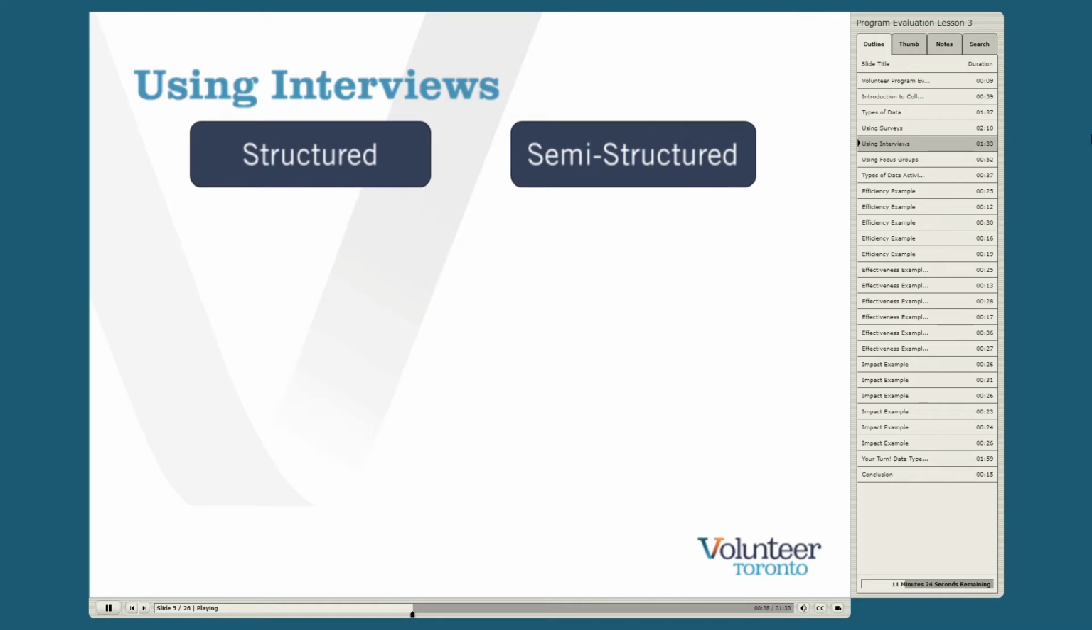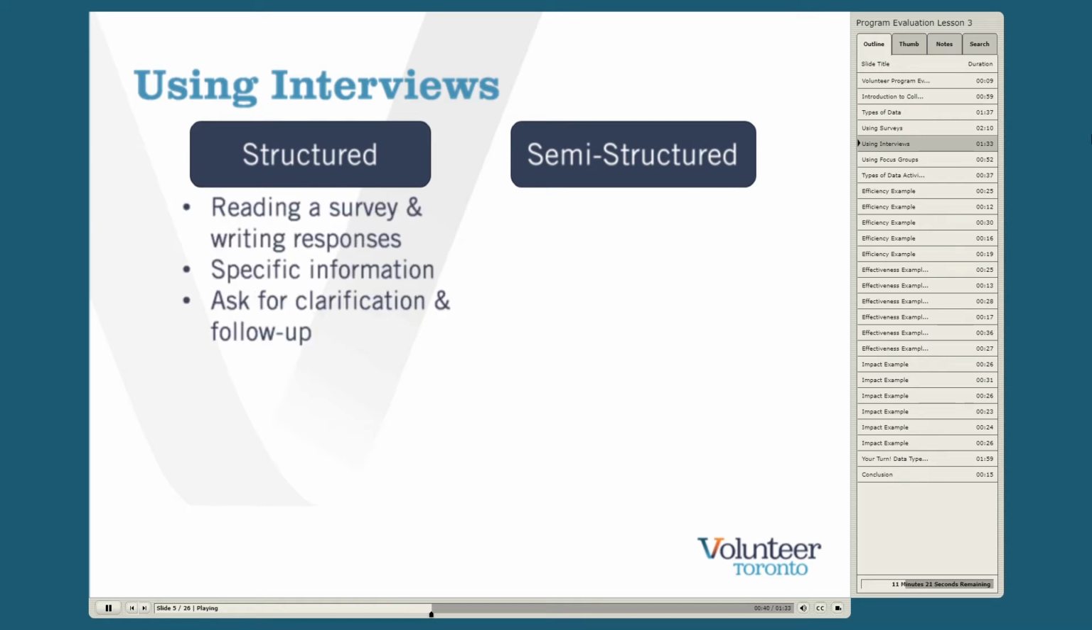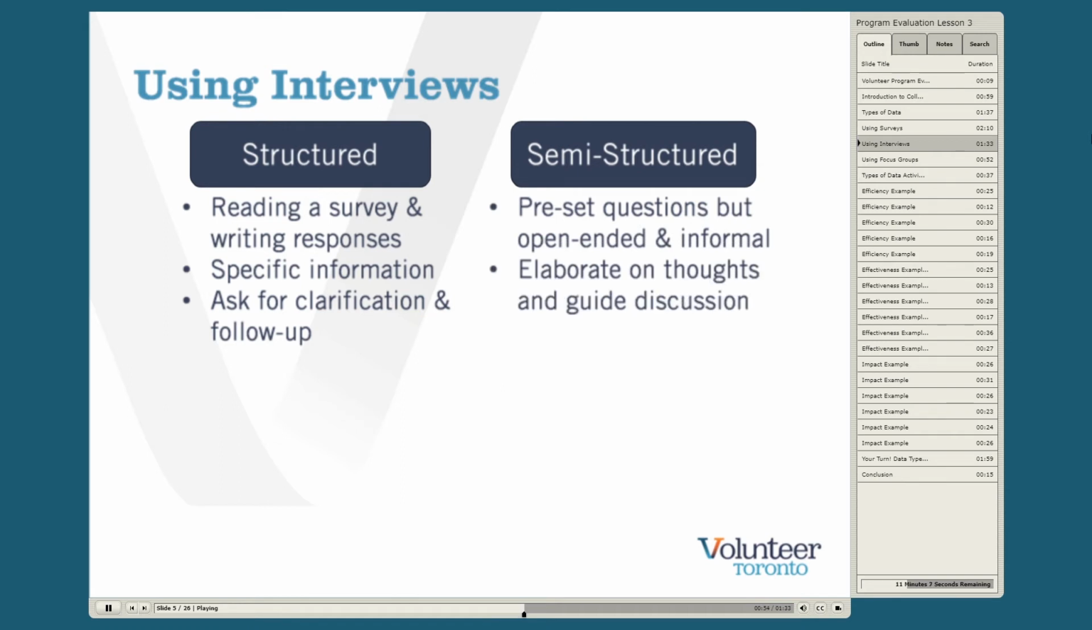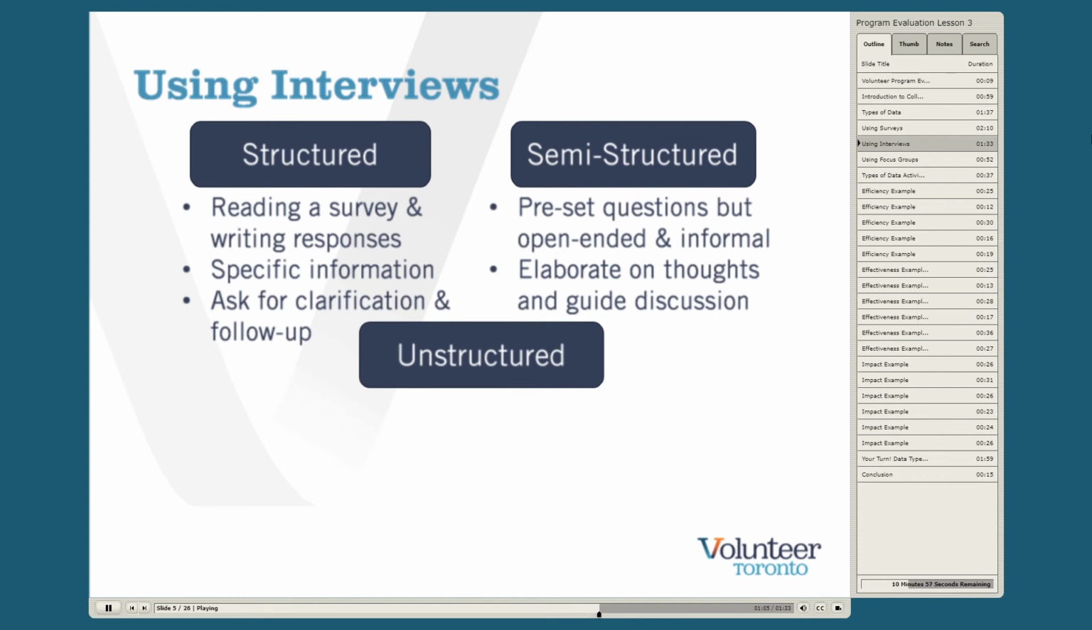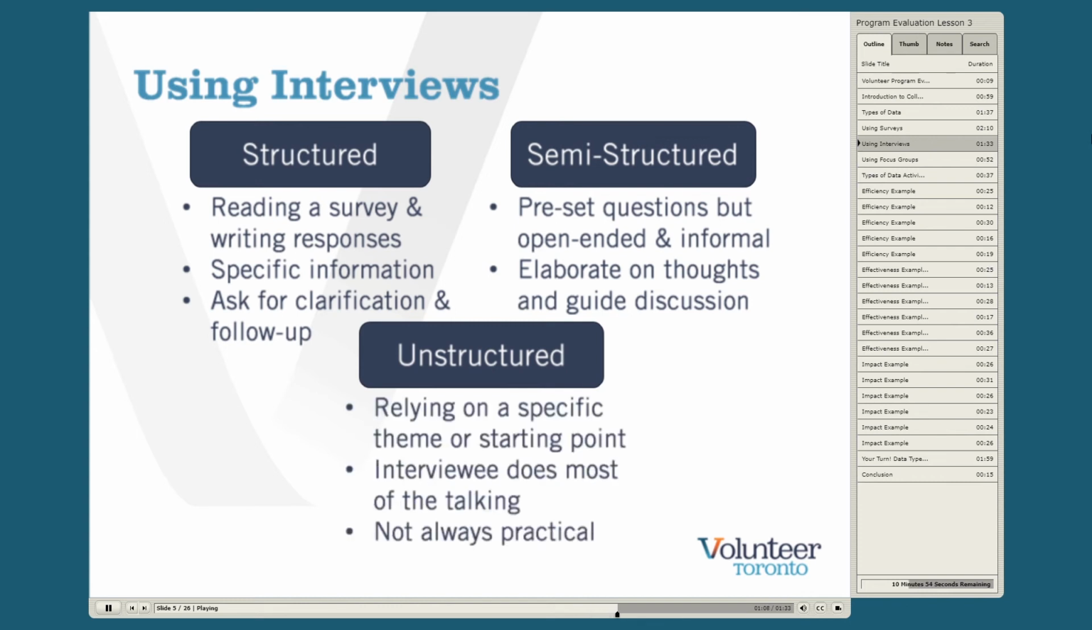Interviews can be structured or semi-structured. A structured interview is like reading a survey and writing down responses, including giving participants possible response options. This can be useful for specific information and gives you the opportunity to ask for clarification or follow-up. Semi-structured interviews might have preset questions but can be more open-ended and informal, allowing participants to elaborate on their thoughts and help guide the discussion. Interviews can also be unstructured, maybe relying on a specific theme or starting point, but mainly an informal conversation, where the interviewee does most of the talking. These can be useful in revealing interesting information, but they aren't always practical.